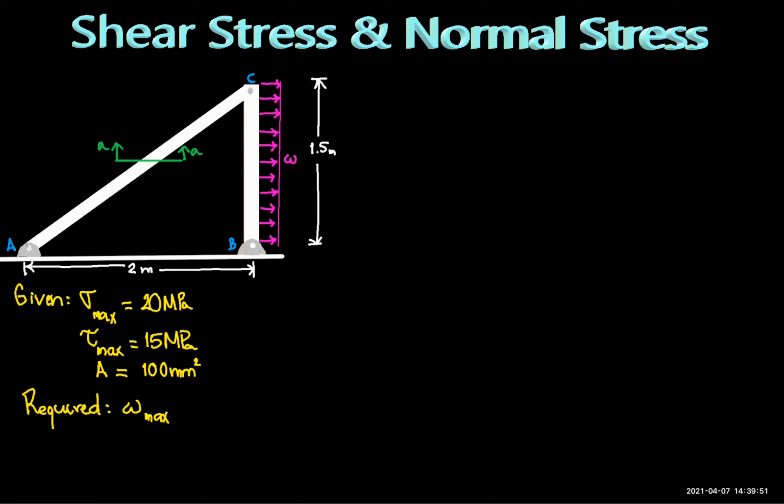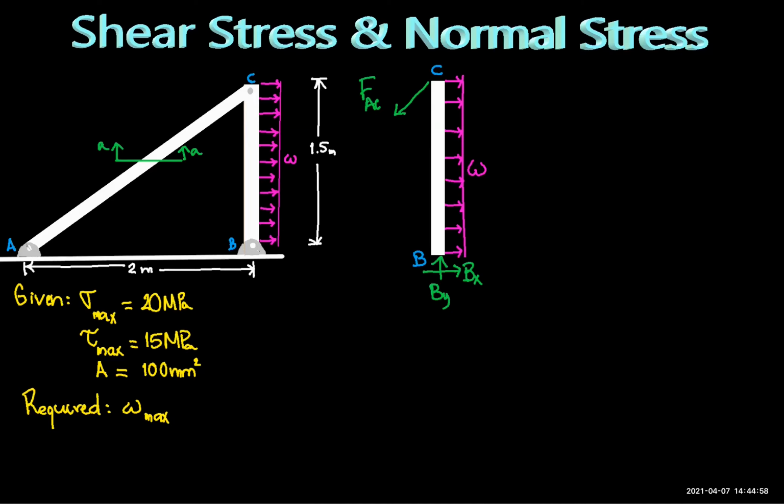So let's get started. The first step in the solution will be to draw a free body diagram of member CB. This is because member CB is being affected by the distributed load, and it's also affected by the force of member AC. In this case, we're interested in finding a relationship between the axial force on member AC and the distributed load applied on member CB.